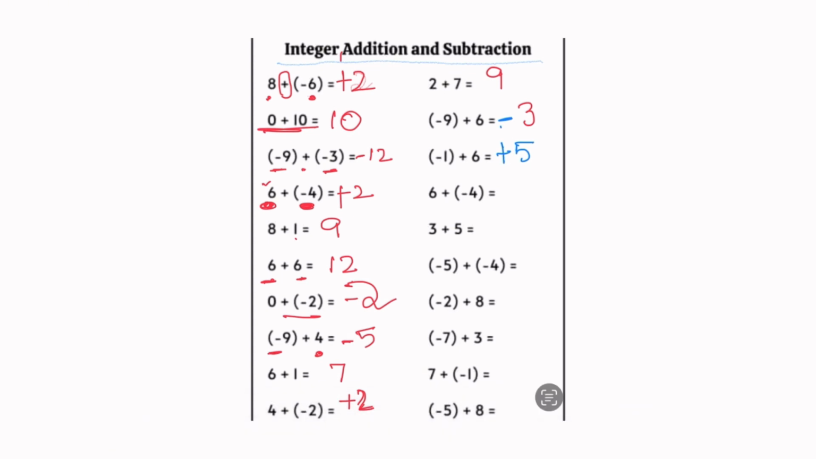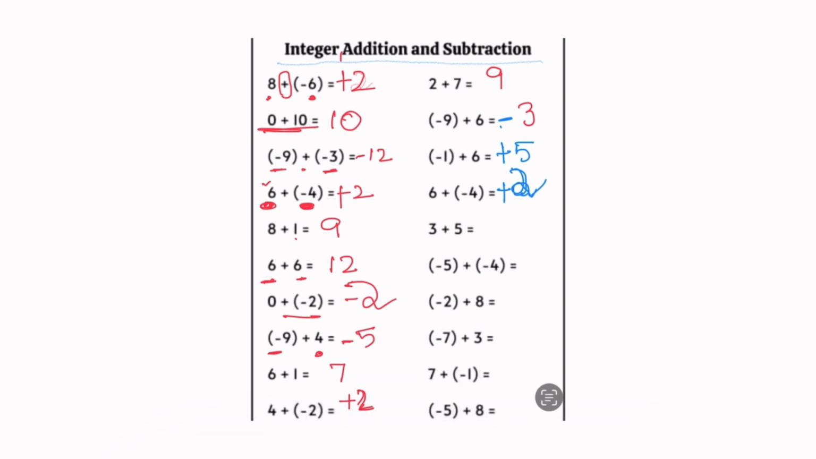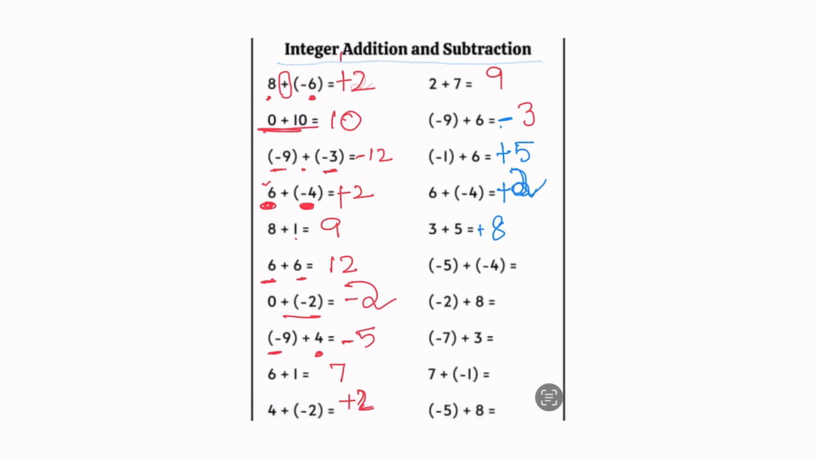6 plus minus 4. Again one number is positive, one number is negative. I do the subtraction. 6 minus 4 is 2. I give the greater number's sign. Greater number is 6 which has a positive sign. It is plus 2. 3 plus 5. Both the numbers are positive. So 3 plus 5 is 8. I add the numbers and it has a positive sign. Plus 8, or normally, simply writing 8.